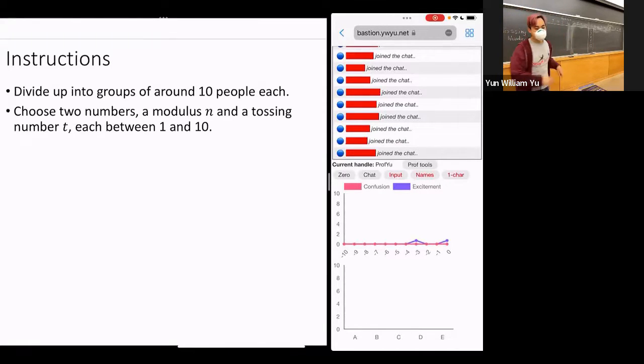Then you choose two numbers. One number is a modulus n, which is the total number of people who are going to be tossing things around. And the other number is going to be a tossing number, t.